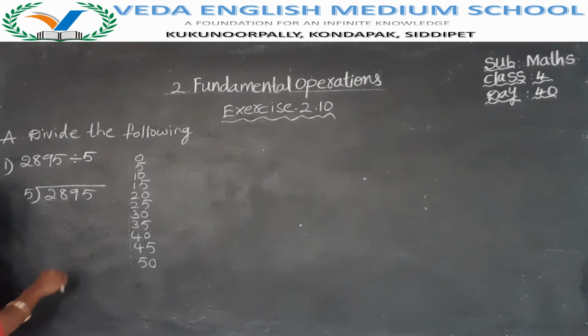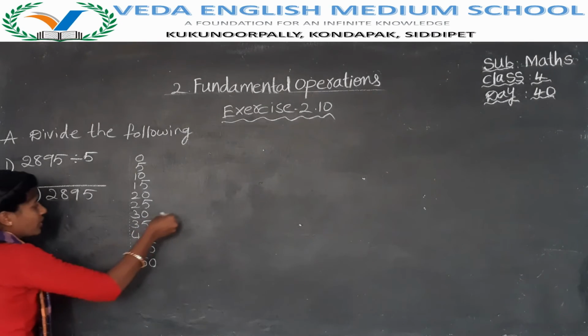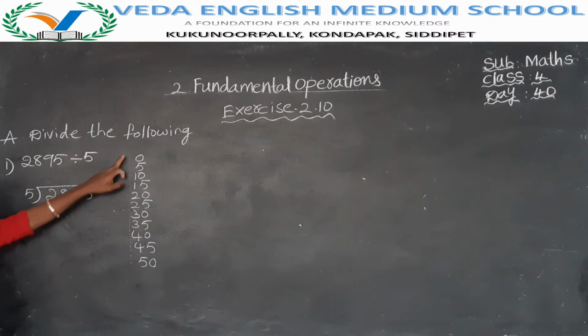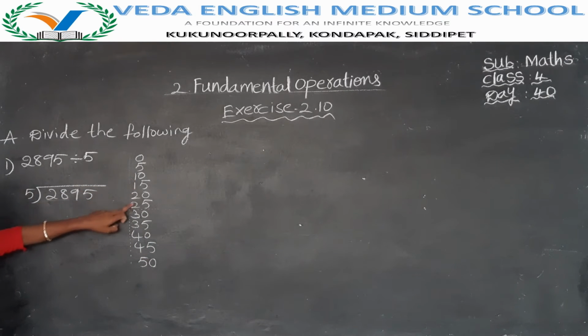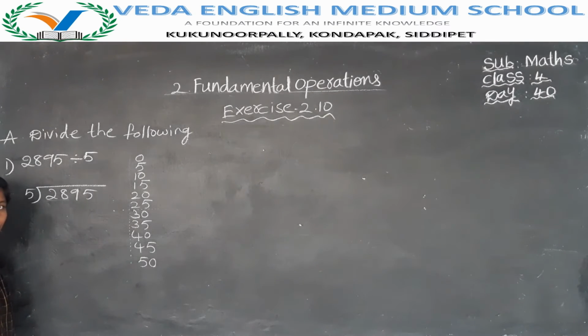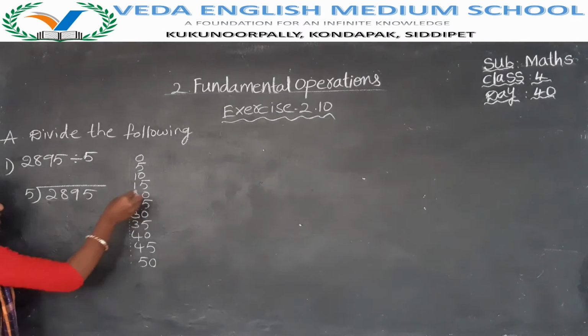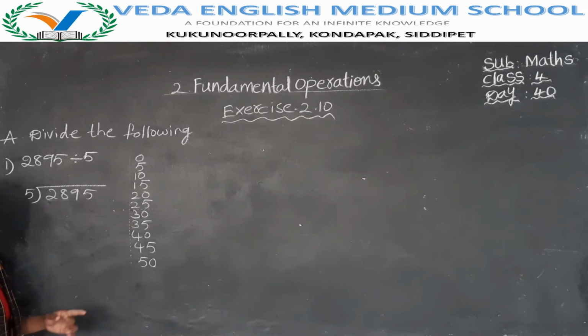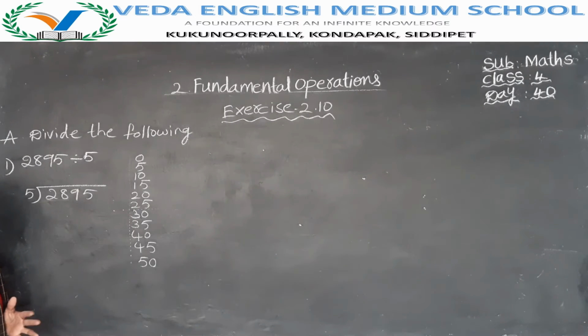It should be near 28 and smaller than 28. See, up to here all these numbers, 0, 5, 10, 15, 20, 25, are smaller than 28. Many numbers are smaller than 28. But which number do we have to choose here? Here we have to choose 25. Why? Because 25 is nearest to 28 and 25 is smaller than 28. So we have to choose 25.